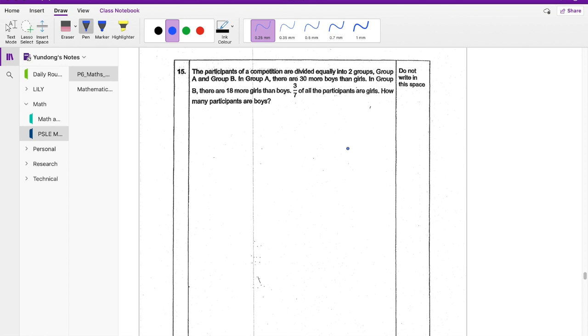Okay, question 15. The participants of a competition are divided equally into two groups, A and B. In group A, there are 30 more boys than girls. In group B, there are 18 more girls than boys. Then he says 3/7 of all the participants are girls. Then how many participants are boys?